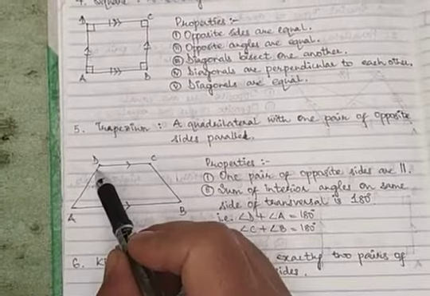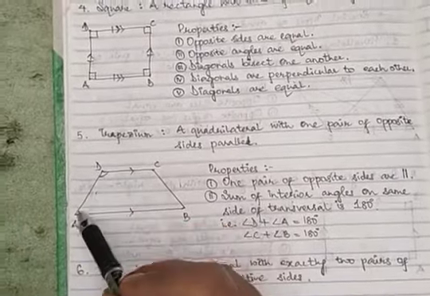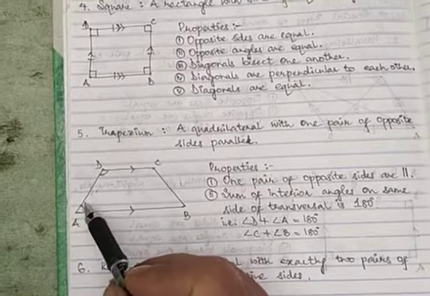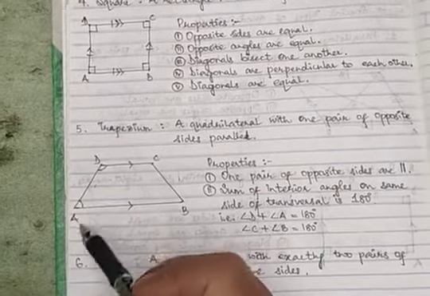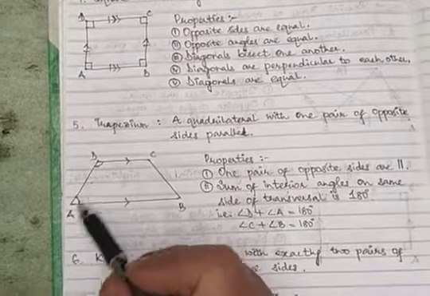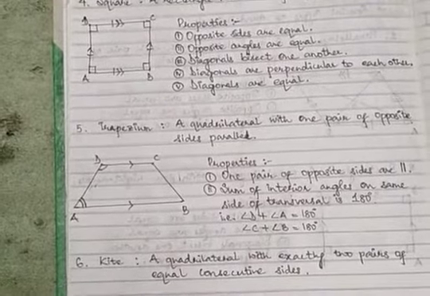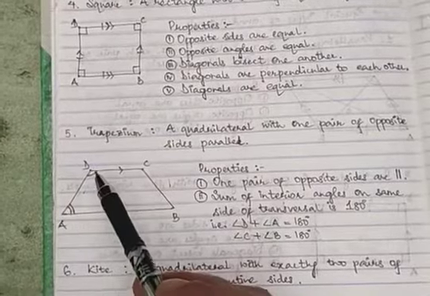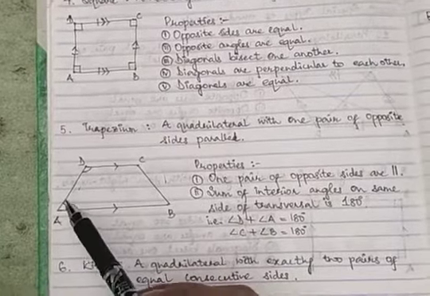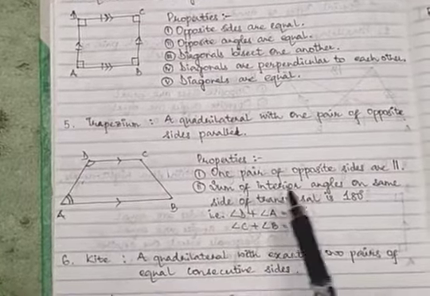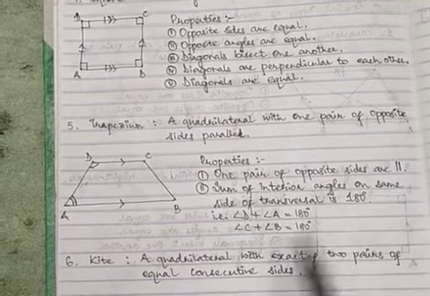Sum of interior angles on the same side of a transversal, so these are your interior angles. See, for D and A, you cannot just mark with one arc and one arc, because these two are not equal, we know that, so I have marked them with 1 and 2 arcs. What we know is that when you add these two, you get 180 degrees. See, the sum of interior angles on the same side of a transversal is 180 degrees.